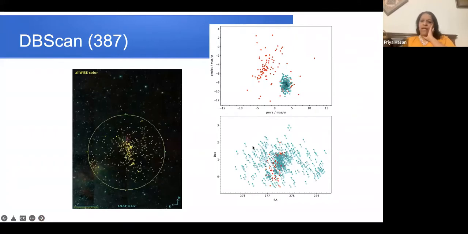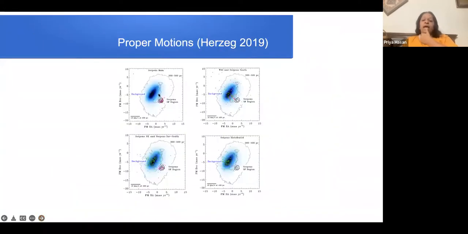If we do a vector plot diagram using Gaia, we can actually see these things as they are, right? And here, if you have your proper motions, you can see this is from the Herczeg paper, the values which were there for proper motions for the Serpens star forming region, for the background as well. And we saw that our values are compatible with the values obtained by Herczeg et al.